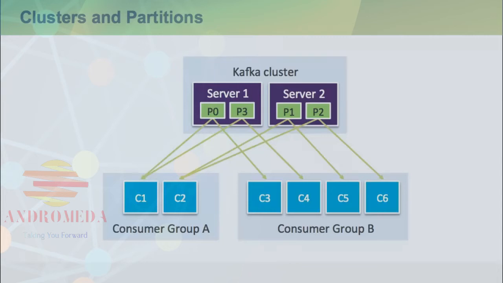Now this slide ties together the notion of the Kafka cluster with the partitions. We're also introducing a new concept here that's called consumer groups. So let's take a look at how this works. If I have a Kafka cluster and there's 2 servers, there should be 2 brokers, and we have 4 partitions for this topic called partition 0, 1, 2, and 3. So data is going to get written to all 4 of those partitions.